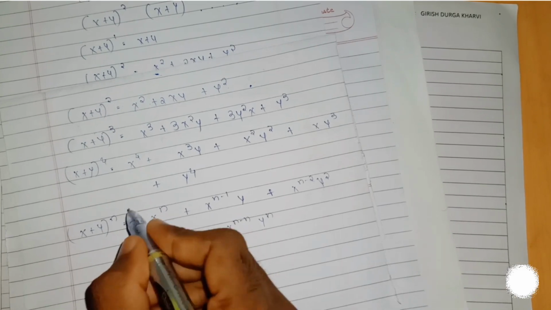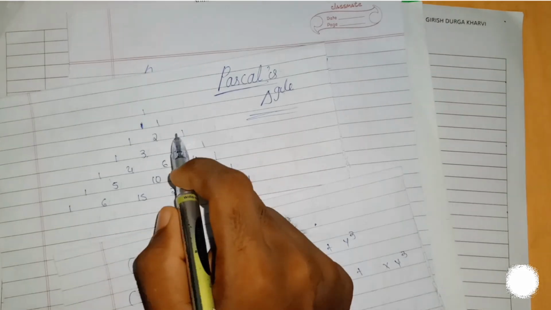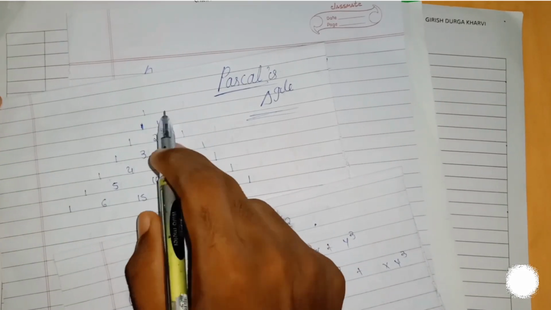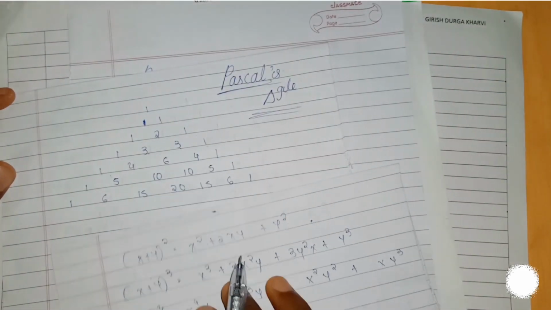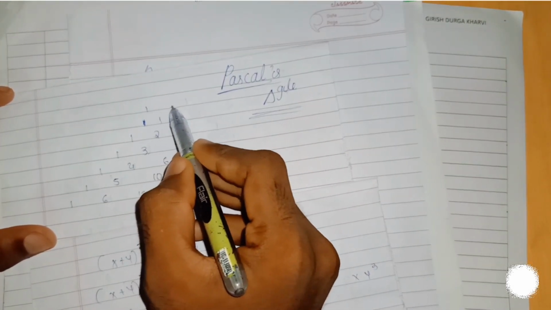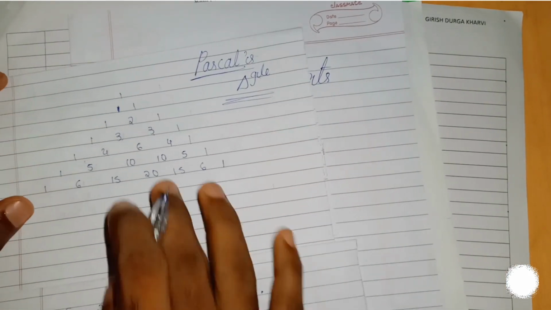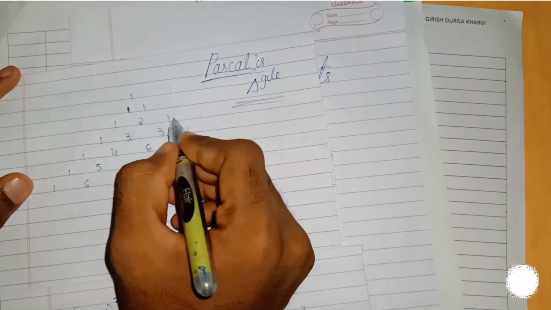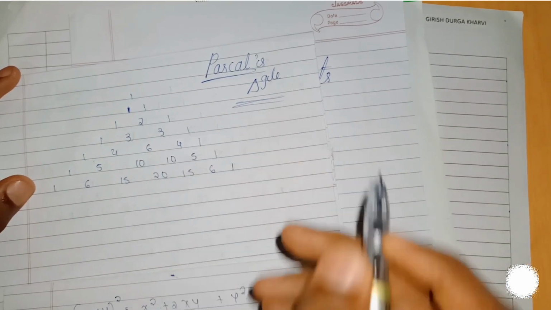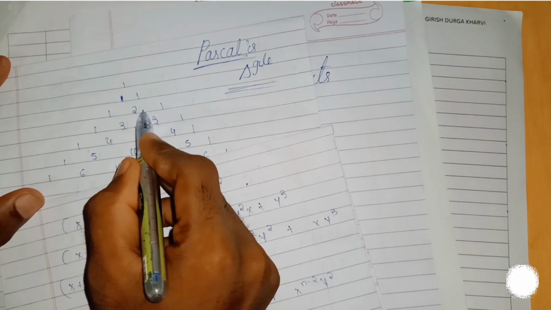Pascal has given a triangle named Pascal's triangle. This is Pascal's triangle. If we check the correctness of the triangle with the identities, it holds good for all. This coefficient 1 is for the identity with power zero, and this is for power one, this is for two, and this is for three. If we check for two, it is 1, 2, 1.